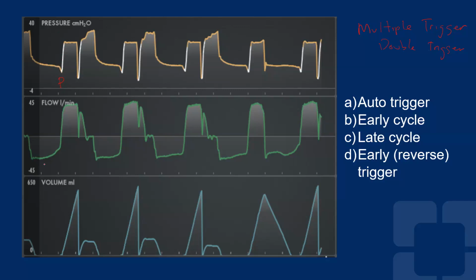This one is an example. And what you have here is a different ventilator. You have airway. Early cycle is not the same as double triggering. Early cycle is a cause of double triggering. There are many causes for double triggering. Thank you for highlighting that. Auto trigger can cause double trigger. Early cycle can cause double triggering. Early trigger can cause double triggering. So that's a pattern with many causes.